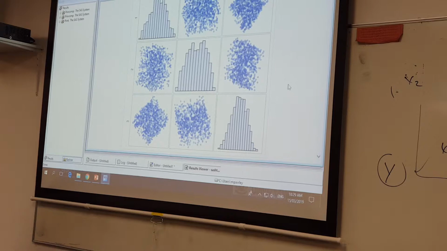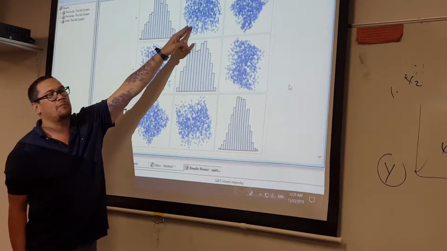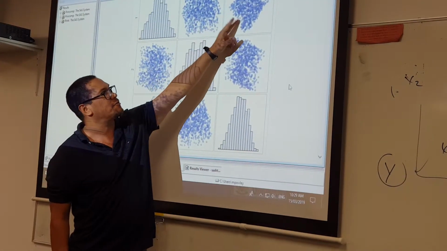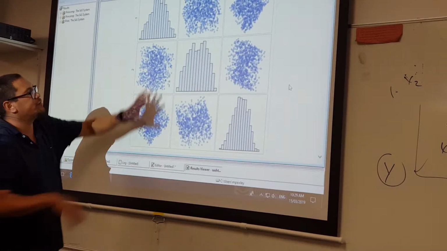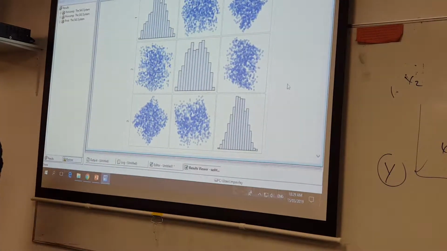Right? And then I can look at pairs of data between PC1 and PC2. So this is the bivariate plot, PC1 and PC3, PC2 and PC3. So this information is the same as that. It's just the axes reversed.